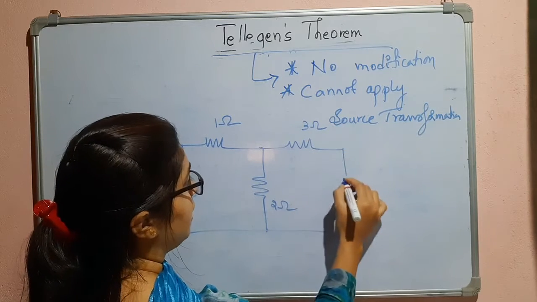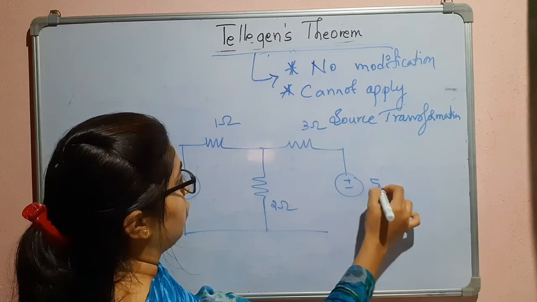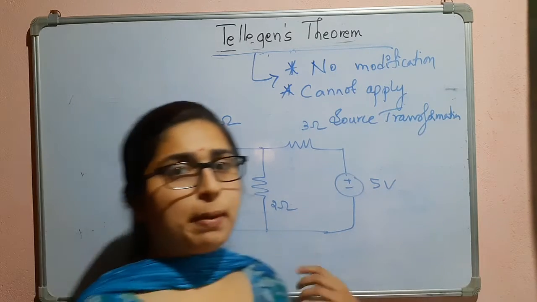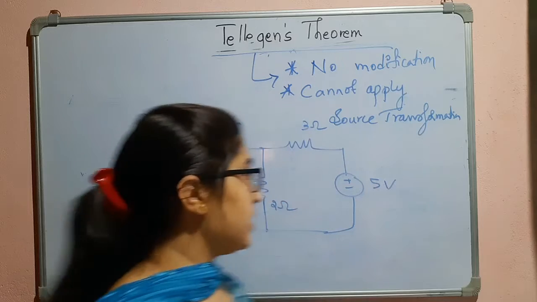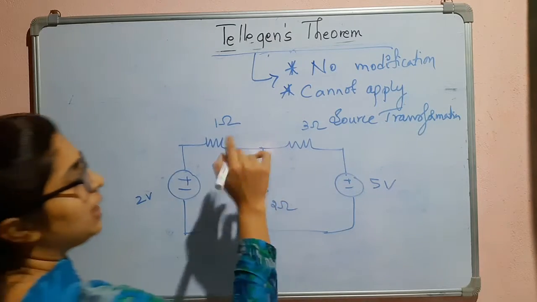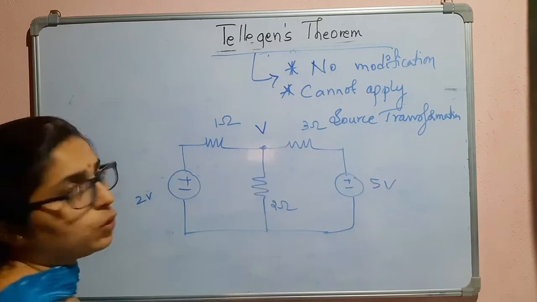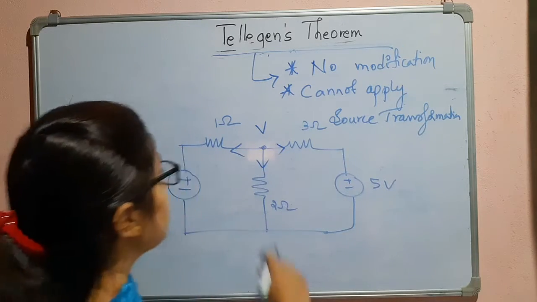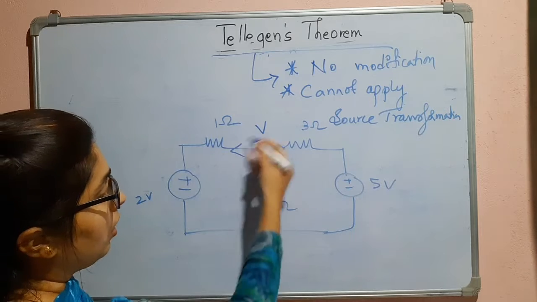And here let us take another source of 5 volts. Okay, so this is a simple circuit. We will see what is the power delivered or power absorbed in this case. So I will apply the nodal analysis. I will take this voltage as V. I will take random currents. Okay, in this case, all the currents are outgoing.